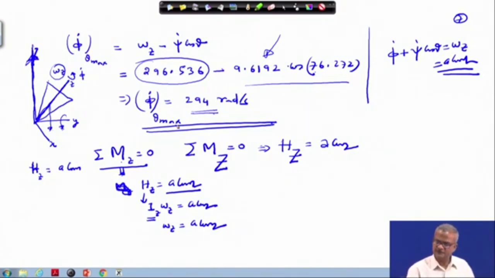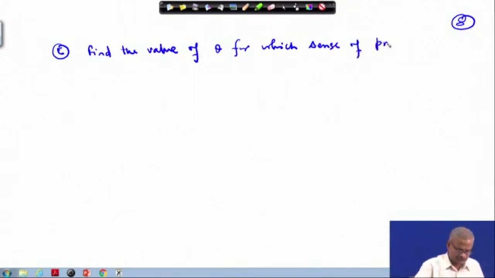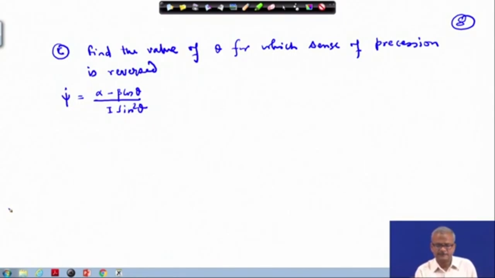The last question will be stated on the next page. So, the question number C, find the value of theta for which the sense of precession is reversed. So, psi dot equation we have, I sin square theta, this is the psi dot equation we have written.